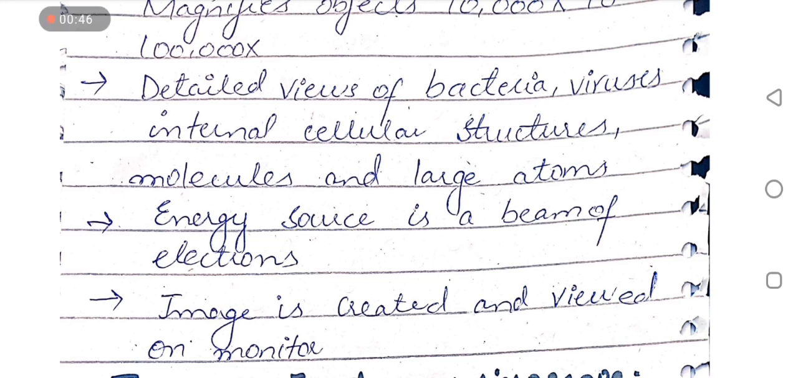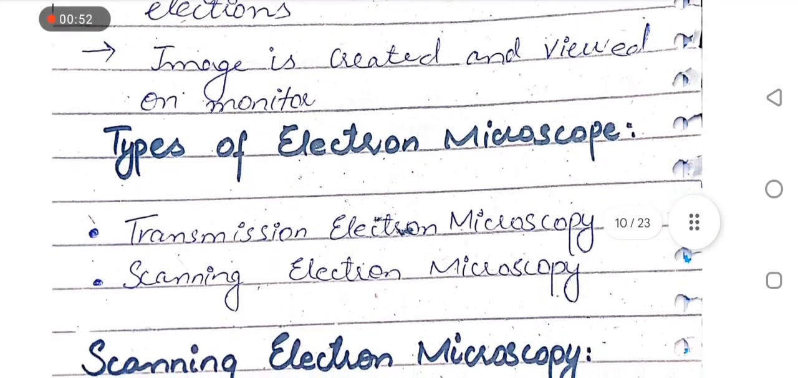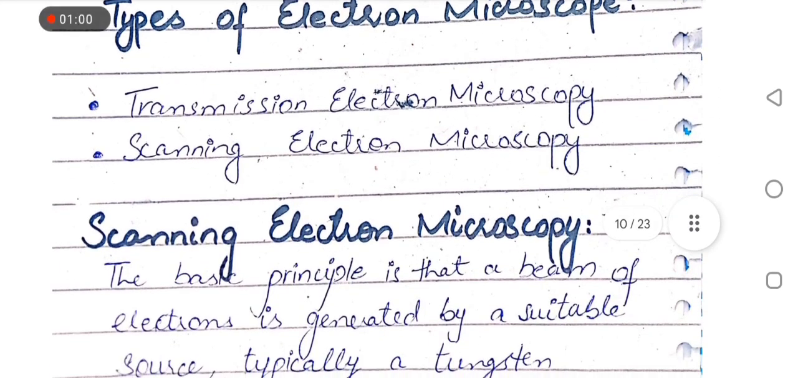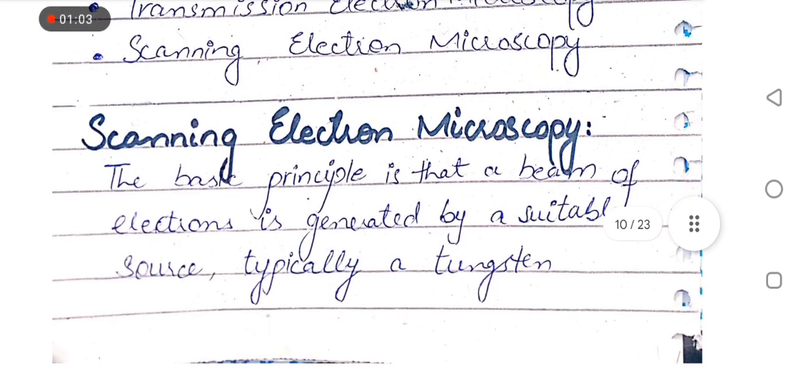The energy source is a beam of electrons. An image is created and viewed on monitors. There are two types of electron microscope: transmission electron microscopy and scanning electron microscopy. First, we discuss scanning electron microscopy.